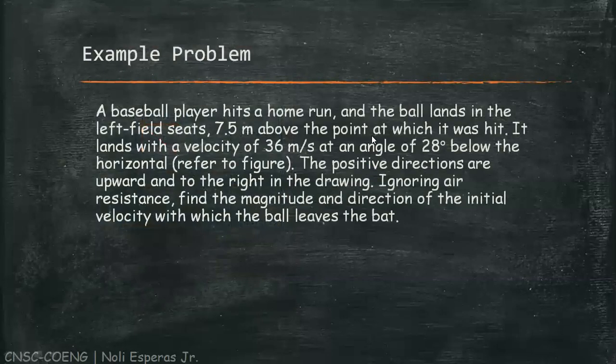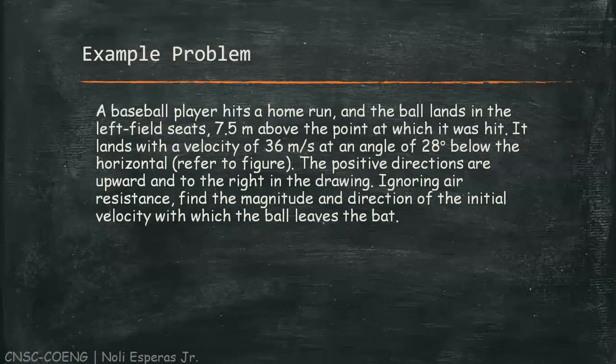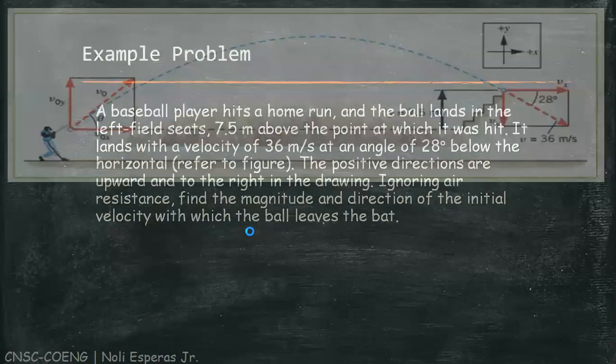Okay, so let's have another example. A baseball player hits a home run and the ball lands in the left field seats 7.5 meters above the point at which it was hit. It lands with a velocity of 36 meters per second at an angle of 28 degrees below the horizontal. So the positive directions are upward and to the right in the drawing. Ignoring air resistance, let's find the magnitude and direction of the initial velocity with which the ball leaves the bat.